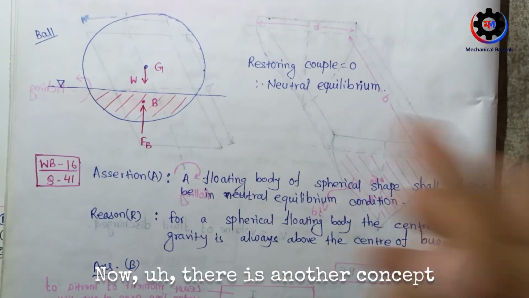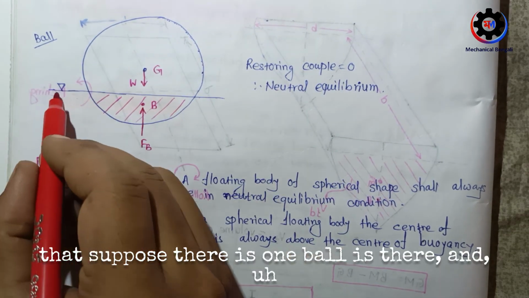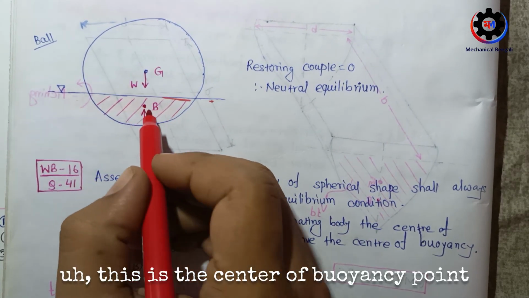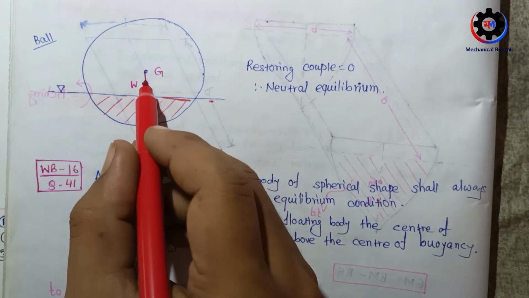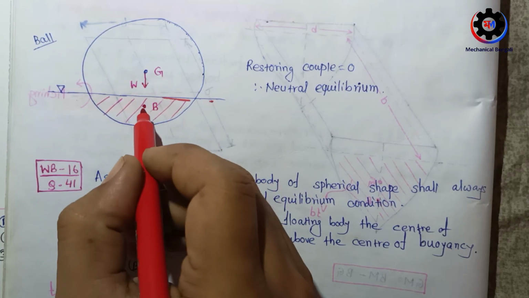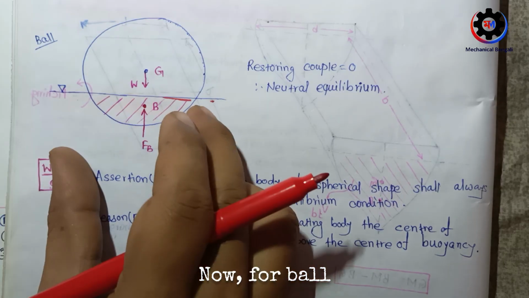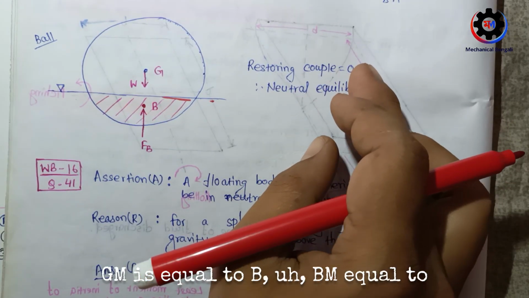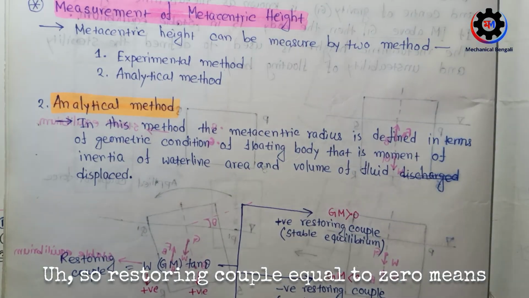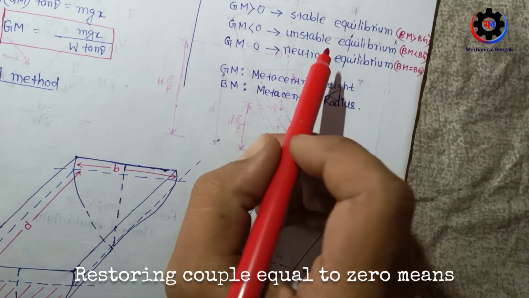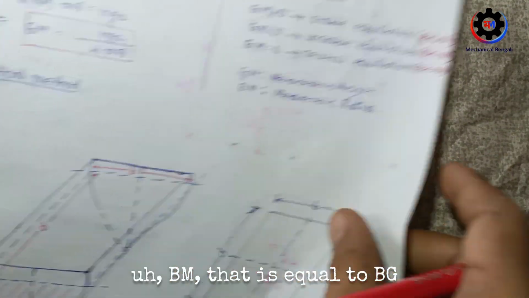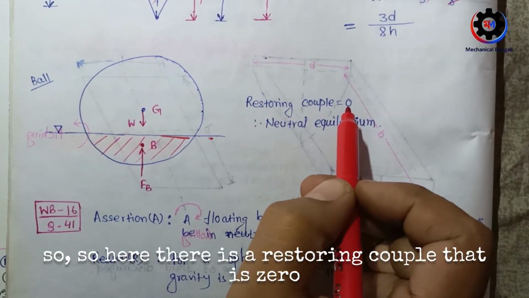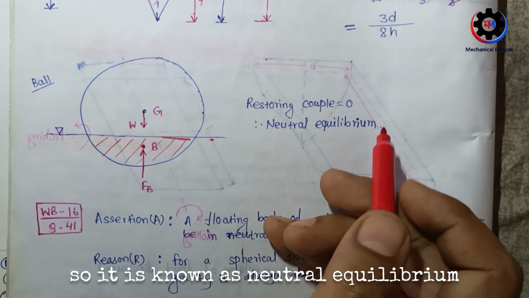Now there is another concept. Suppose there is a ball, and this is the free surface here. This is the center of buoyancy point, and this is the center of gravity where the weight is acting from here. Now for a ball, the restoring couple will be 0. So GM is equal to BM, and restoring couple equal to 0 means BM is equal to BG. So here the restoring couple is 0, so it is known as neutral equilibrium.